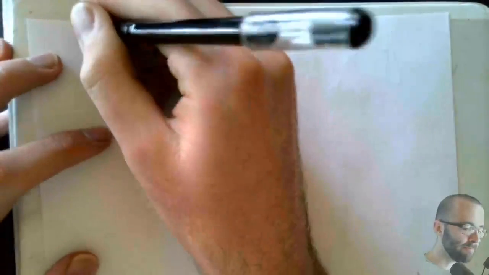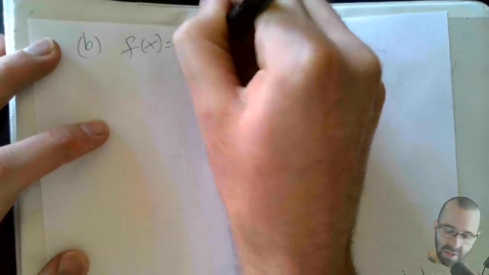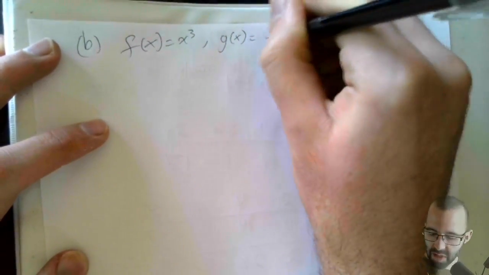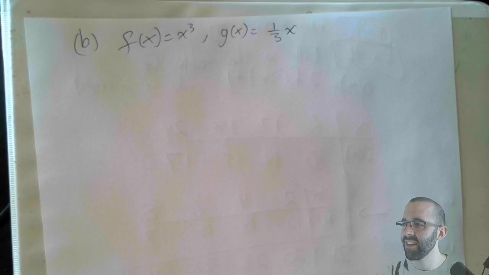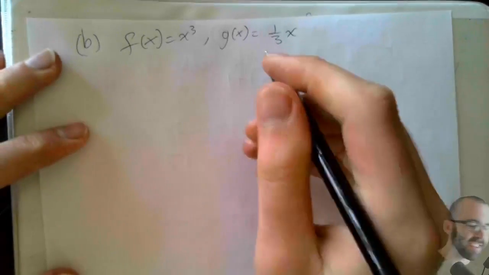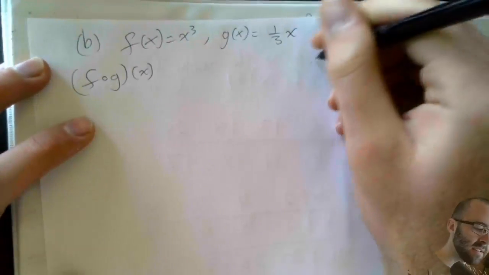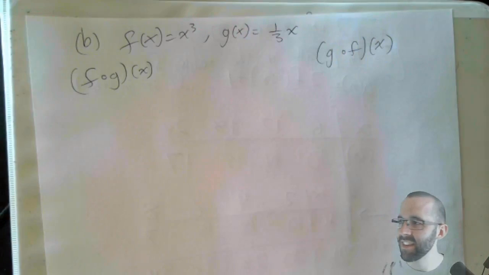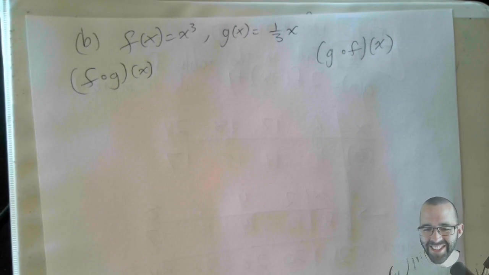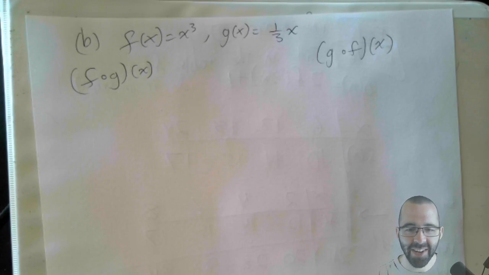And we're going to go on to example B. All right. We need to check whether f of x equals x cubed and g of x equals 1/3 x are inverse functions. So we're going to do the same thing as before. We're going to say, okay, what is f of g of x? Hopefully it equals x. What is g of f of x? Hopefully it also equals x. We have to check 2 things. All right. So we're going to check both directions and see what happens.